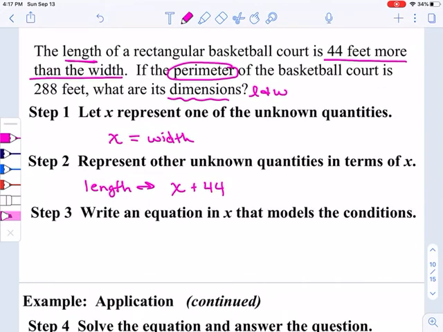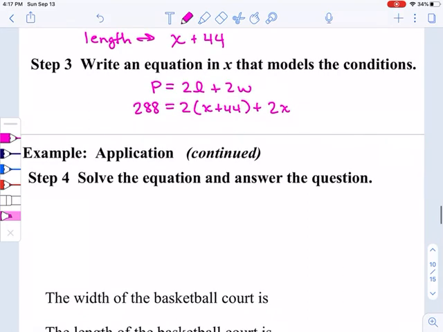And then in terms of perimeter, hopefully you know P is equal to twice the length and twice the width. The perimeter of a rectangle, you have two lengths and two widths. It tells us then that the perimeter is 288 feet. That's going to equal 2 times the length, which is X plus 44, plus 2 times the width, which in place of W we have an X. And now we have an equation that we can solve.